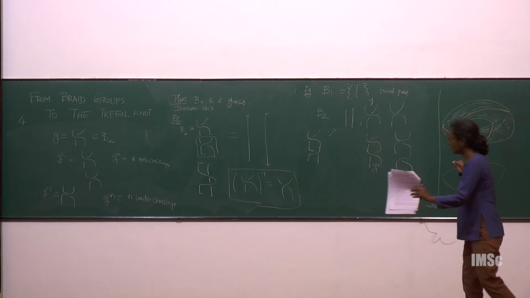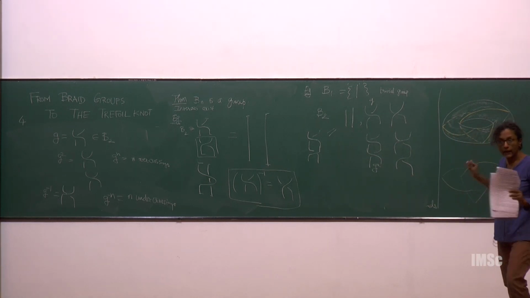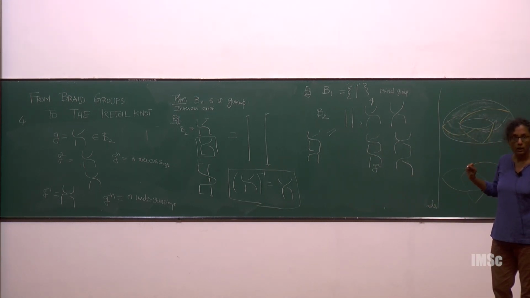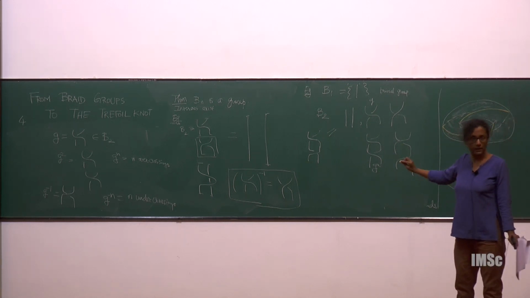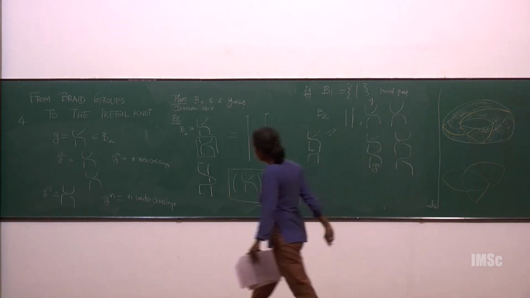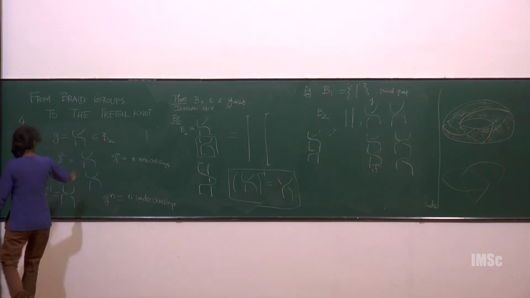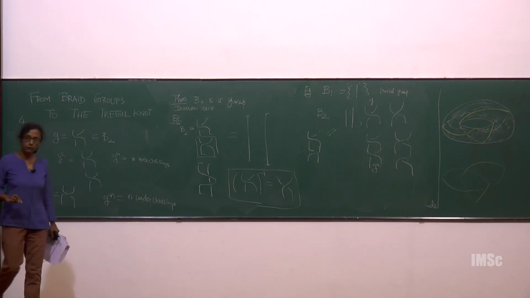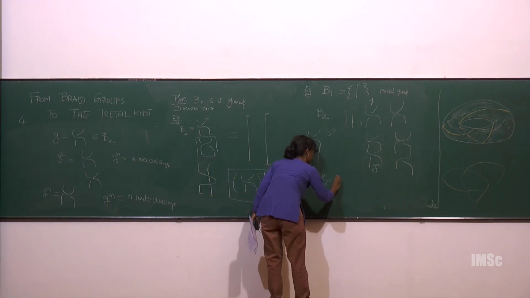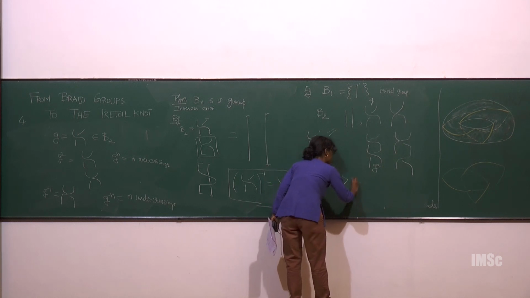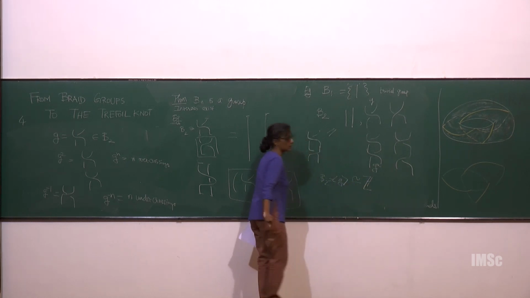Okay, so have we gotten everything? Let's check. What about the trivial one? That's the identity, that's already there. So if you start with G, its powers are going to give you all the elements of B2. Therefore B2 is generated by G and it's isomorphic to Z.